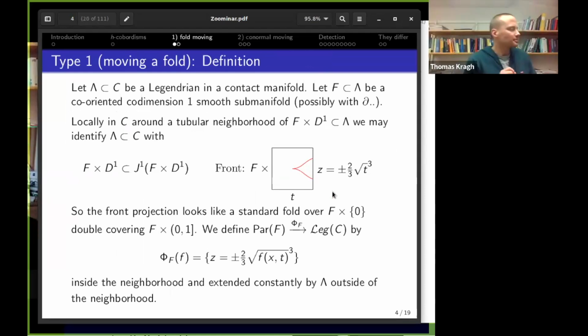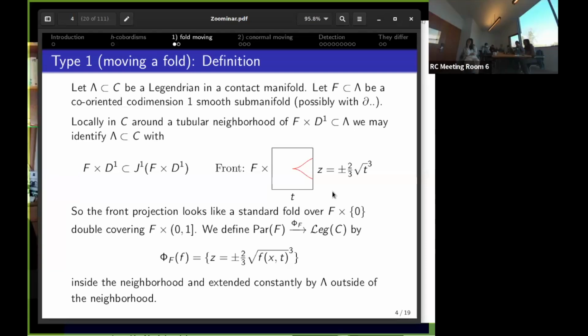So we only have folds when you do this construction. I don't know, maybe if there's another stable singularity that you cross with some manifold, maybe you can move that type of singularity in some ways as well. But how that interacts and what it would do, I have no idea.